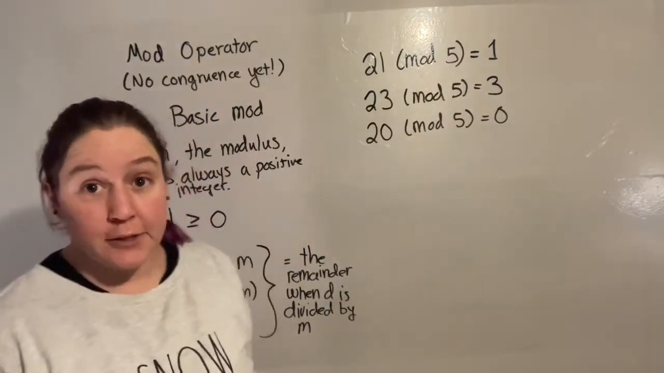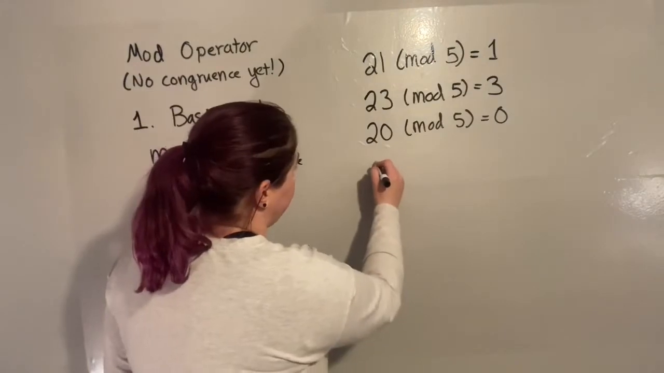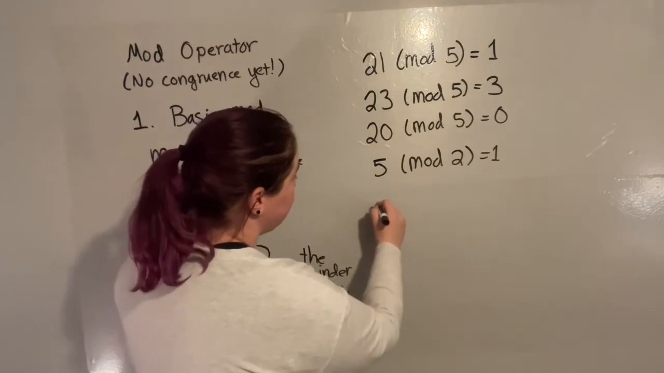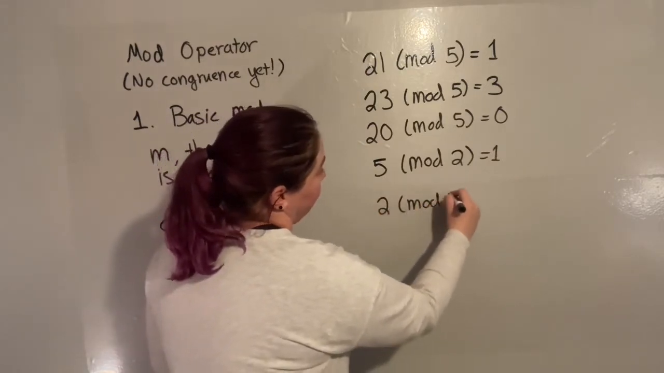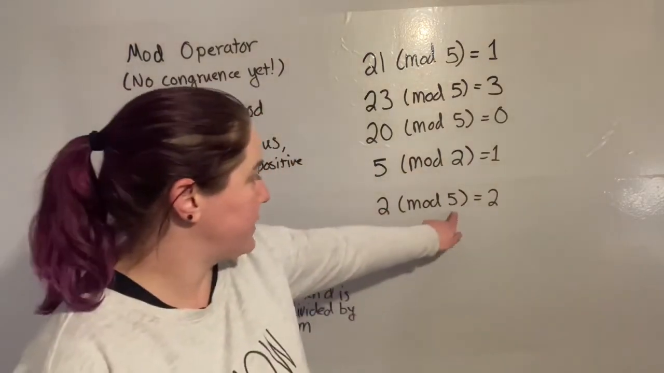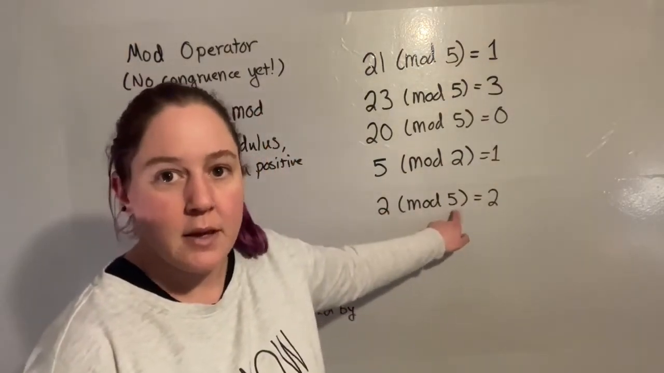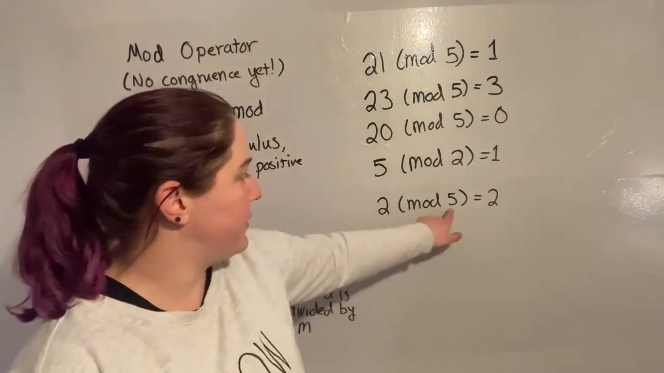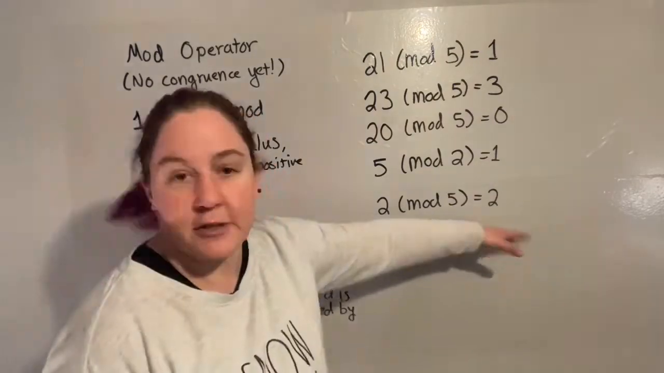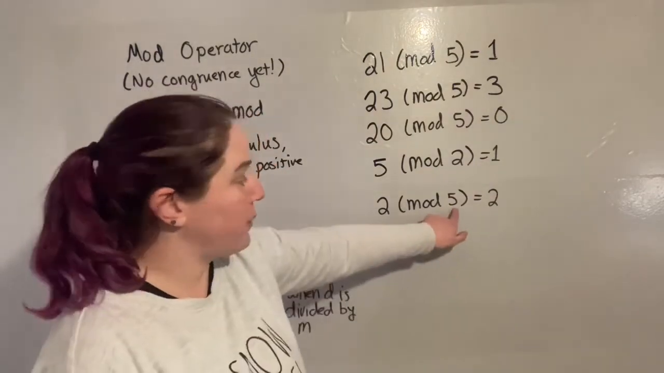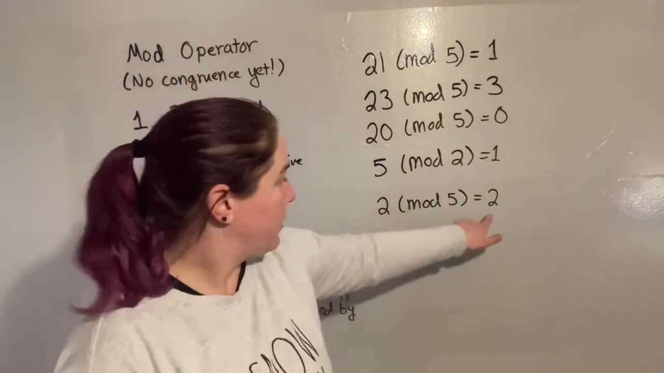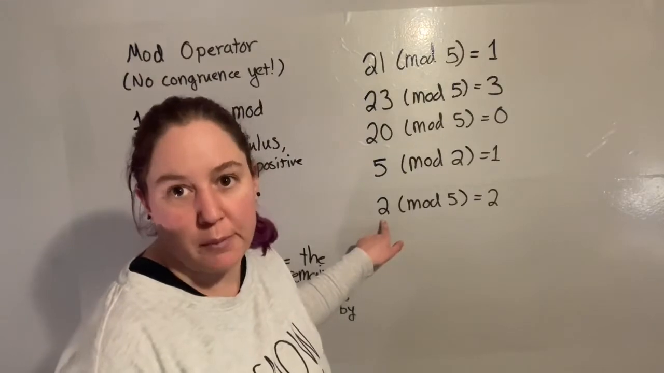And order matters here. So if I did, let's say, 5 mod 2, well, 5 mod 2 is 1. But if I do 2 mod 5, that's 2. So we always have to think of this number here as what we're dividing by. In the case of 2, if we try to divide 2 by 5, it doesn't go in at all. So our remainder just is 2. So if you have a larger number here, it's not going to go into this number at all, and the remainder is just your initial number.